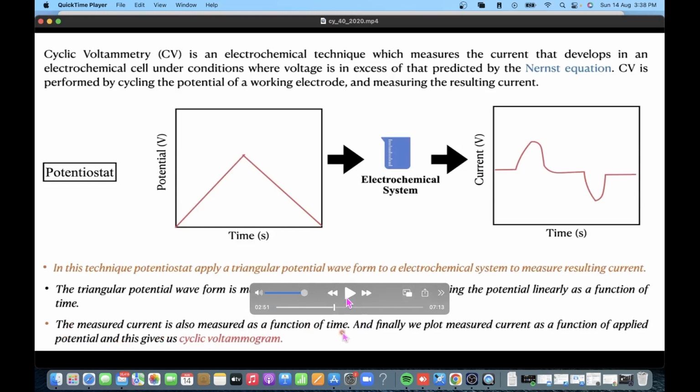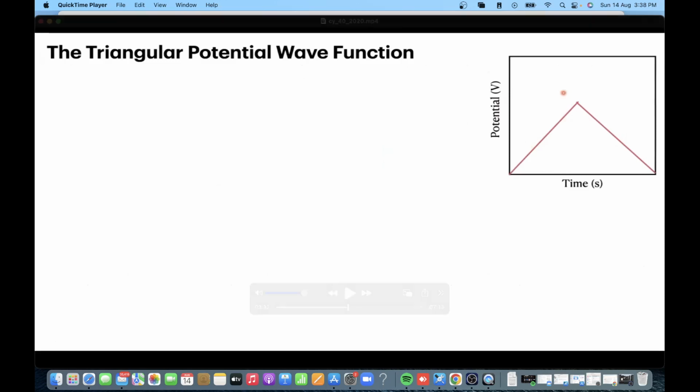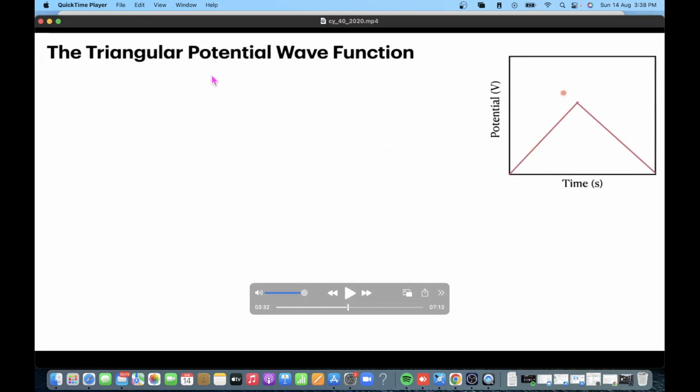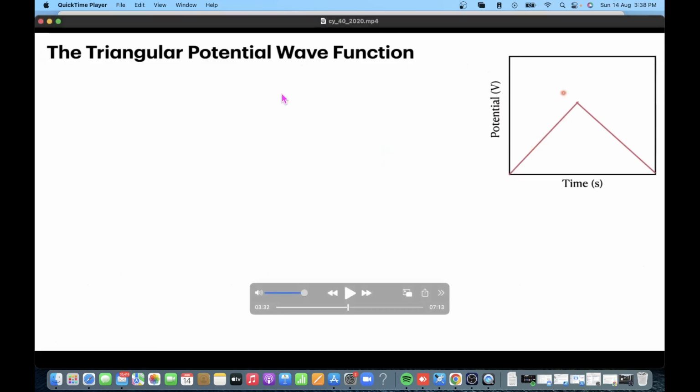Do you guys have any doubt in this? Okay, so I will move to the triangular potential wave function, because my whole question is based on this particular section of cyclic voltammetry. The potentiostat applies this kind of potential to measure the resulting current. So one is the classic triangular potential wave function which is applied.